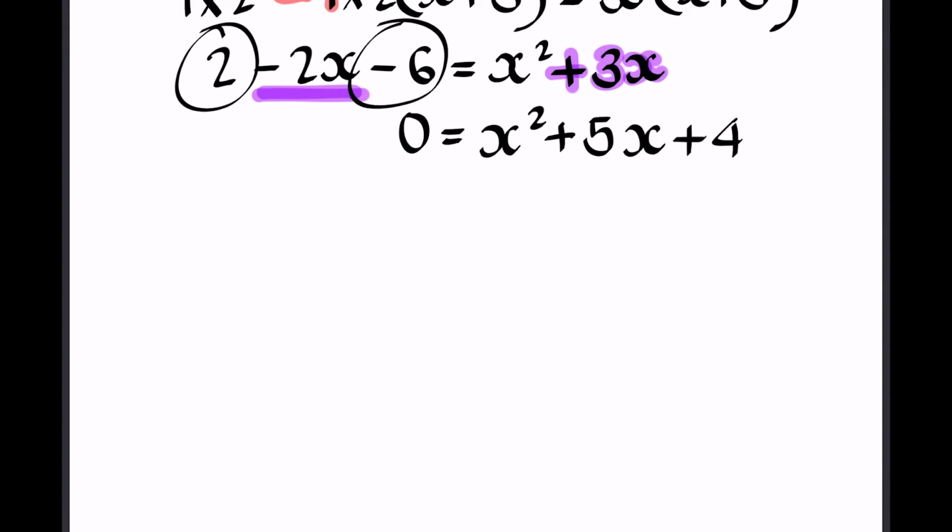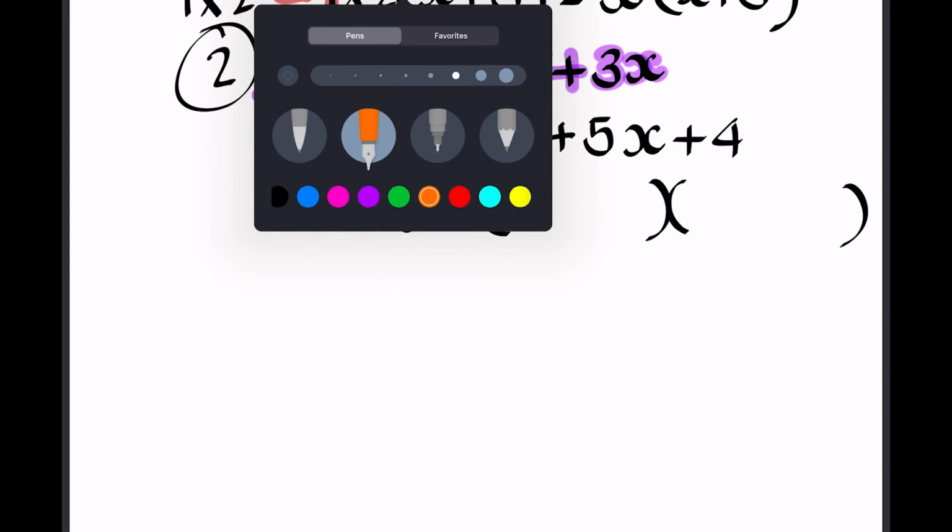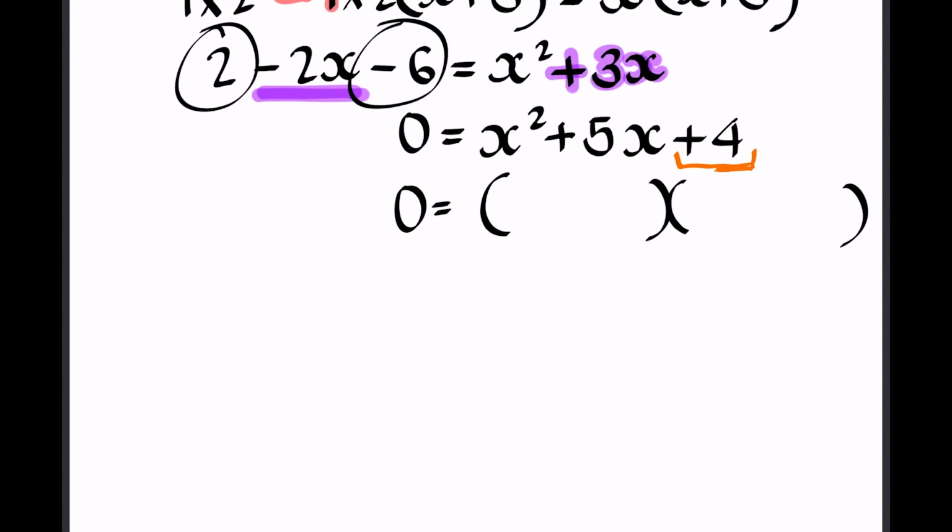So now I have 0 equals x squared plus 5x plus 4, so I'm going to factorize this. To factorize this, I look at my third term. My third term is a positive 4, which means that the signs are going to be the same.